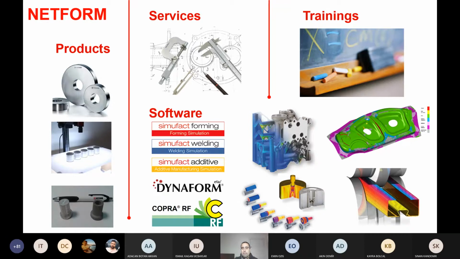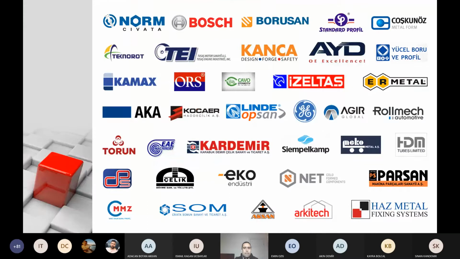And as the last product or service segment, we are also giving trainings for both software and also for tool design and metal forming process development. At the moment, maybe you may recognize some of the companies here. We are working with several companies in the automotive industry, defense and aviation. I will tell a few things later about some trending topics in the production area, in addition to metal forming.